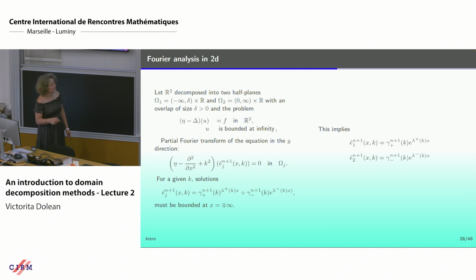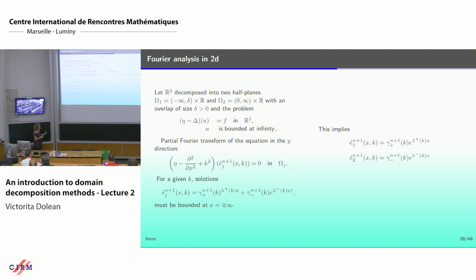Okay, so this is what I just said. The Fourier transform of the error in the first domain is simply this coefficient times the exponential of the symbol, which is positive, and in the second domain the exponential of the symbol, which is negative. So you see that this will tend to 0 as x goes to minus infinity, and this will tend to 0 as x goes to infinity.